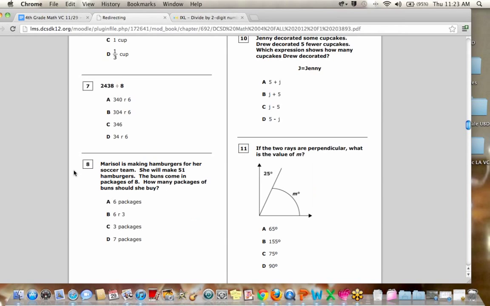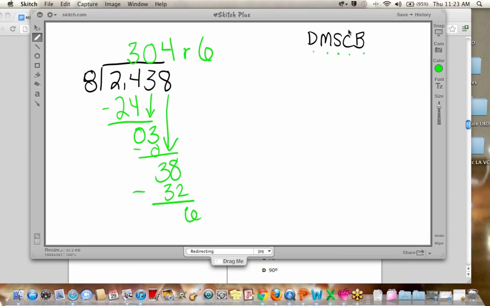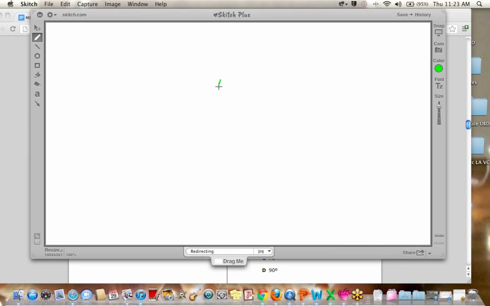Here we go. We have another division problem, basically. Marisol is making hamburgers for a soccer team. She will make 51 hamburgers. The buns come in packages of 8. How many packages of buns does she need to buy? So we're going to come over here. I'm going to clear this. 51 hamburgers, and we know that there's 8 buns in a pack. So now we're going to do a division problem and just kind of see what we get, and then how many packages we're going to need. So how many groups of 8 will fit into 51?